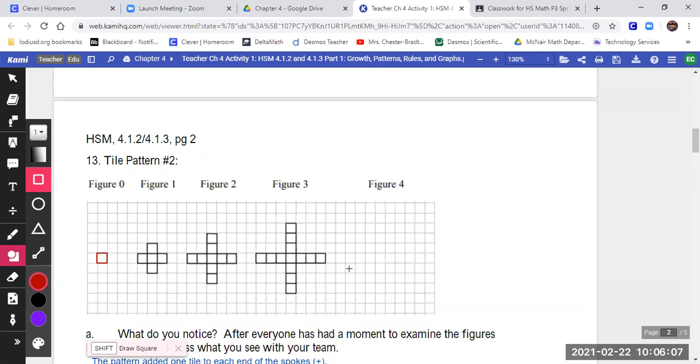So what are they going to say with pattern 4? This was a single box, then they added 1 to each end, then they added 1 to each end, then they added 1 to each end. So what are we going to do? I don't want to know how many total tiles. I want to know what it looks like.